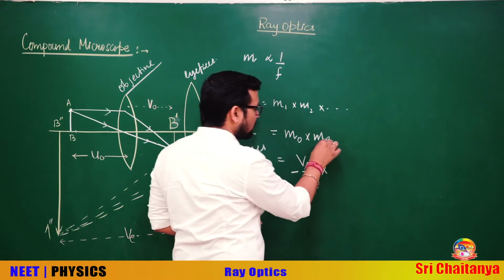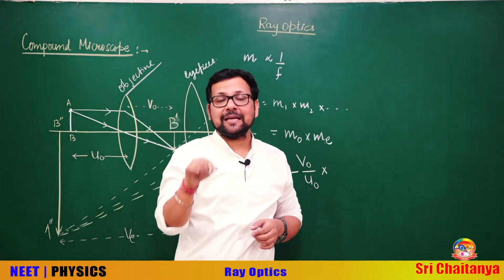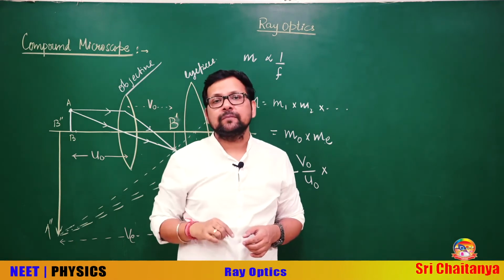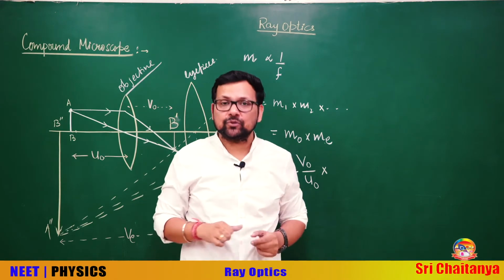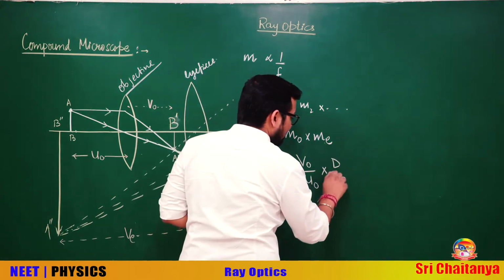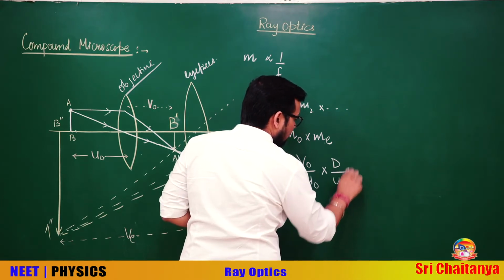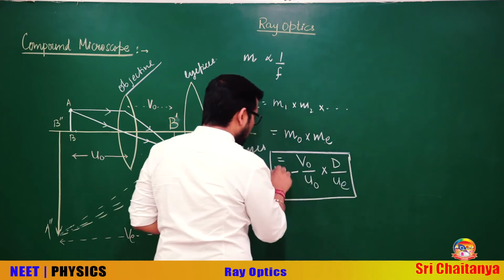What is the magnification of the eyepiece? The trick is, consider the eyepiece as a simple microscope. The eyepiece in a compound microscope is a simple microscope. So, if this is a simple microscope, this should be d by ue, and this is the general formula for the magnification of a compound microscope.